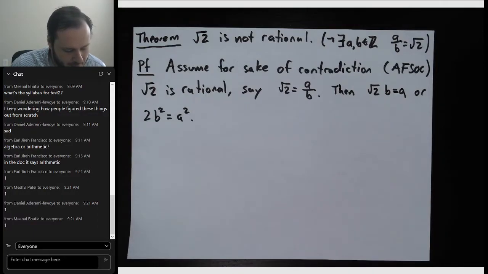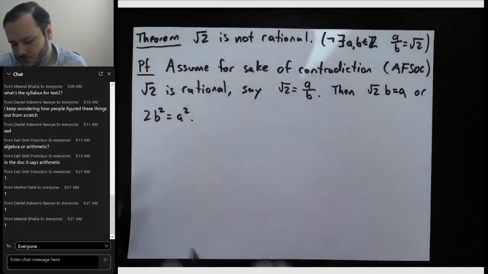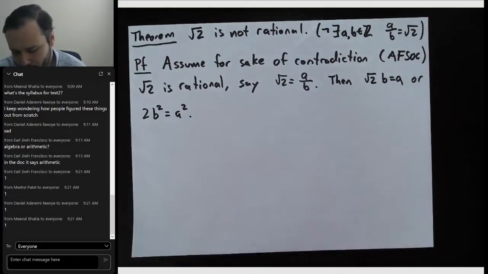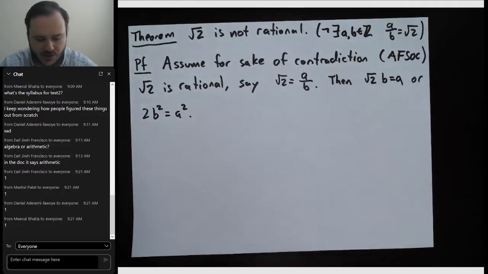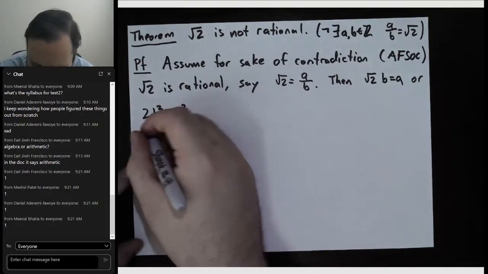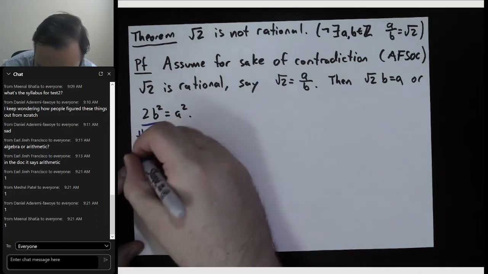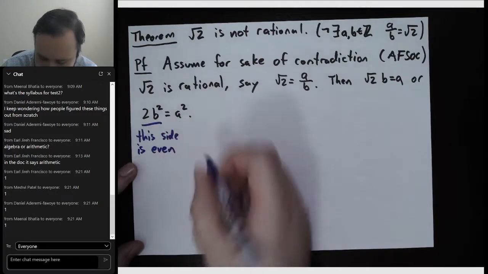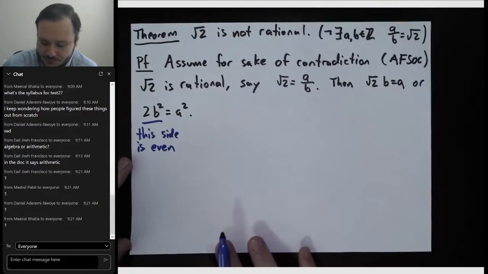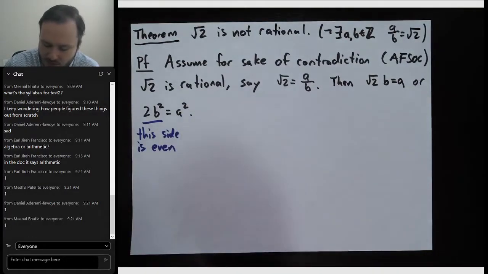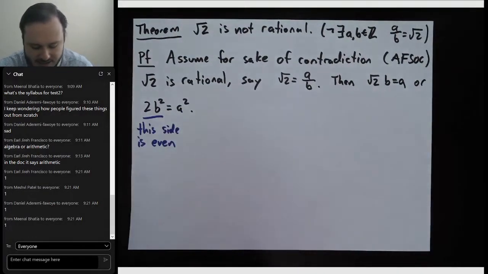So if we take a look at this equation, what we know for sure is that this side is even, because it has a multiple of 2. So if these things are equal, this side also has to be even.